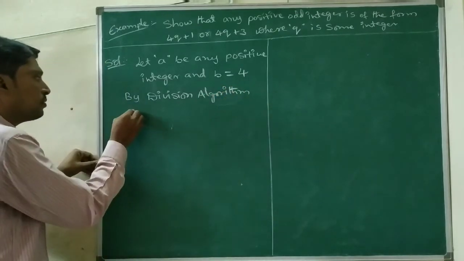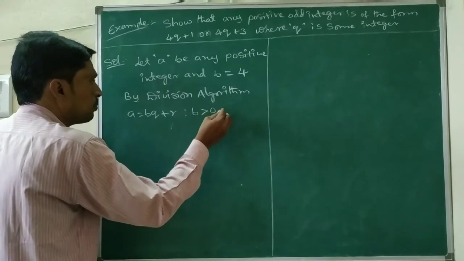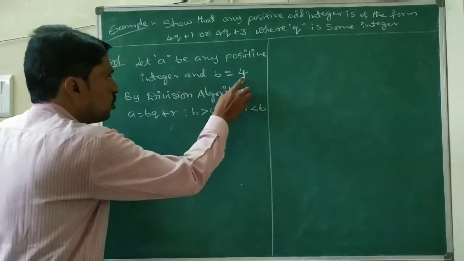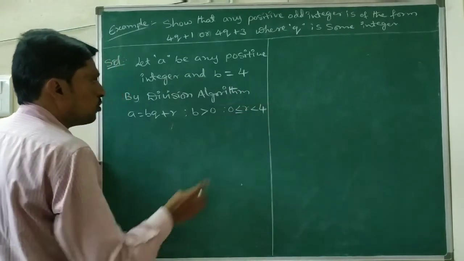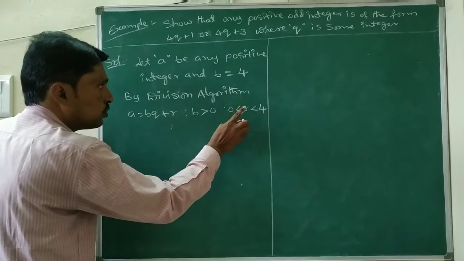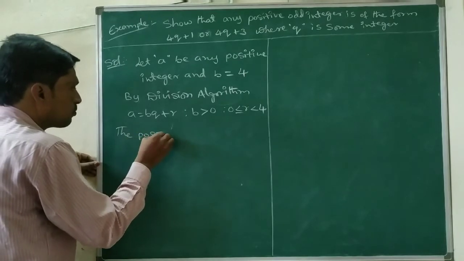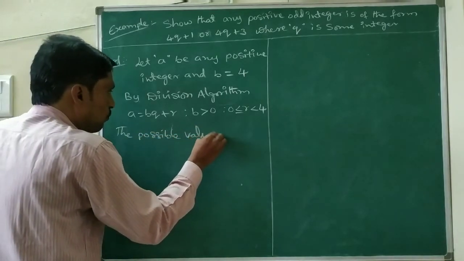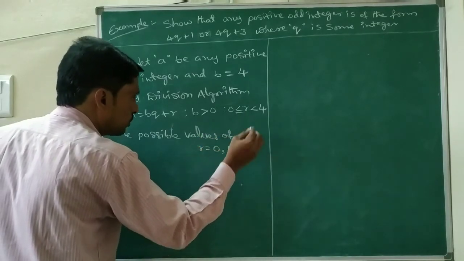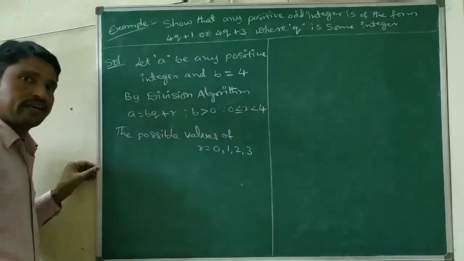what is the division algorithm? A equals bq plus r, where b is greater than 0 and 0 is less than or equal to r, which is less than b. B value here is 4. So what are the possible values of r? The possible values of r are 0, 1, 2 and 3, up to 3 only. So we are getting 4 cases.